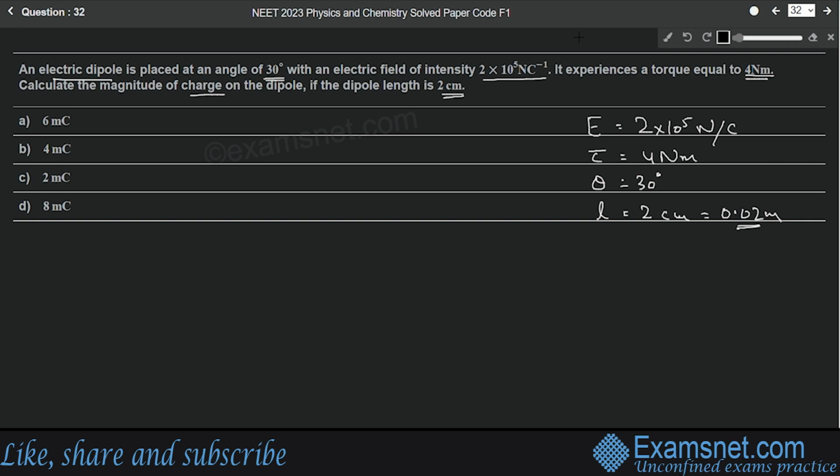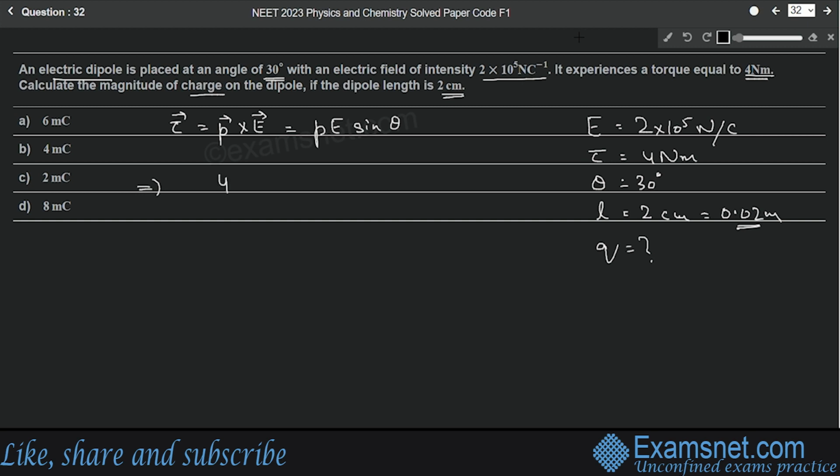And then we have to find out the magnitude of charge on the dipole, that is, the value of Q is to be determined here. Okay, so first of all we know that torque vector tau is equal to vector P cross vector E, where P is the dipole moment and E is the electric field intensity. So that will be equal to PE sine theta. Let's put the values.